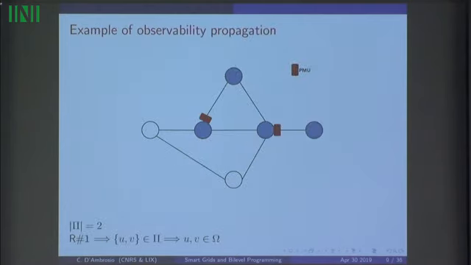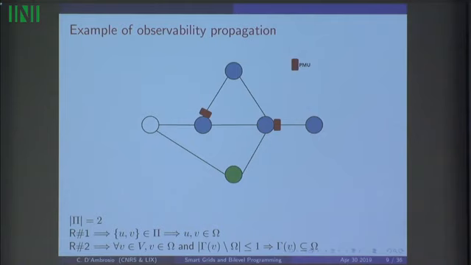Now that we have these two rules, we can see in this very simple example that if we install the PMUs here and here, then we will observe these four nodes thanks to rule number 1. And then we will observe this one thanks to rule number 2, because we have this node that has all its neighbors besides one observed. Then we propagate again, and we can show that in order to observe these six nodes, we need just two PMUs.